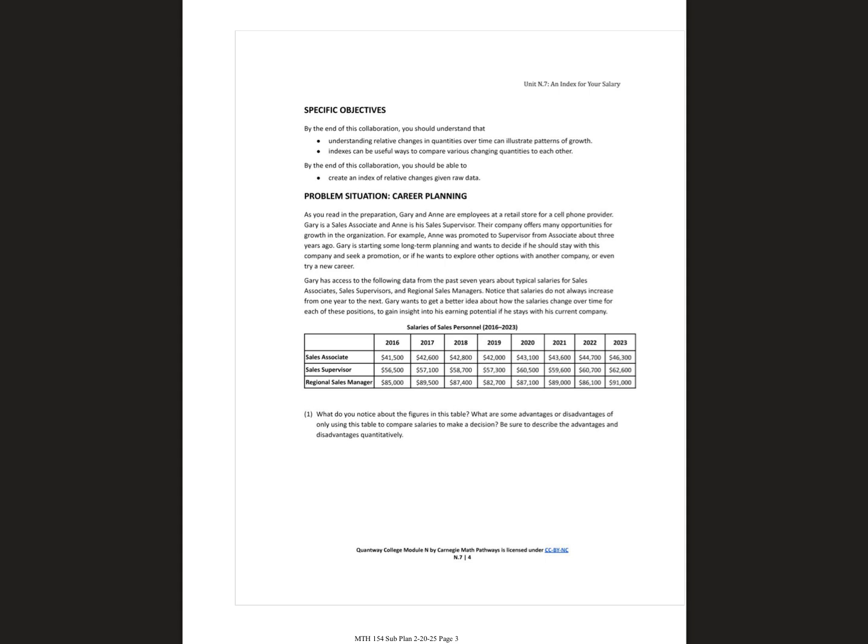Question 1 asks, what do you notice about the figures in this table? What are some advantages or disadvantages of only using this table to compare salaries to make a decision? Be sure to describe the advantages and disadvantages quantitatively. So, meaning using the data that was given, what do you notice? And what are some advantages of using this table and what might be some disadvantages of using this table? You can pause the video here and reflect on this question.